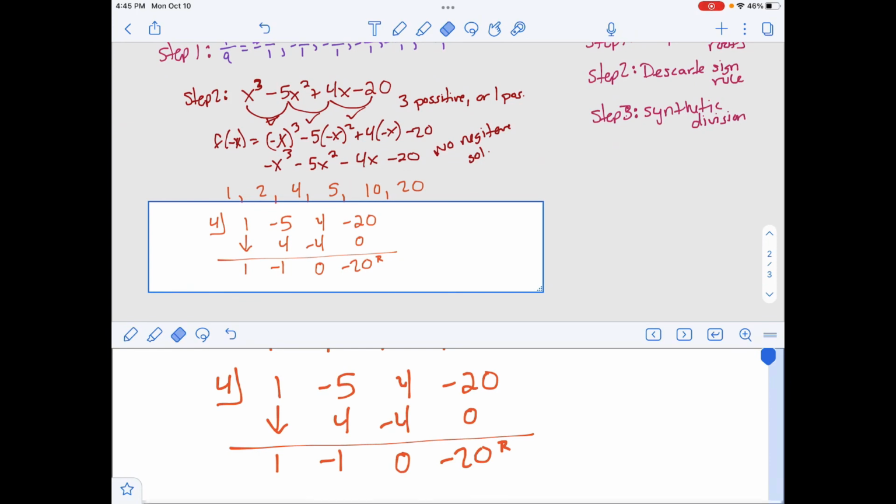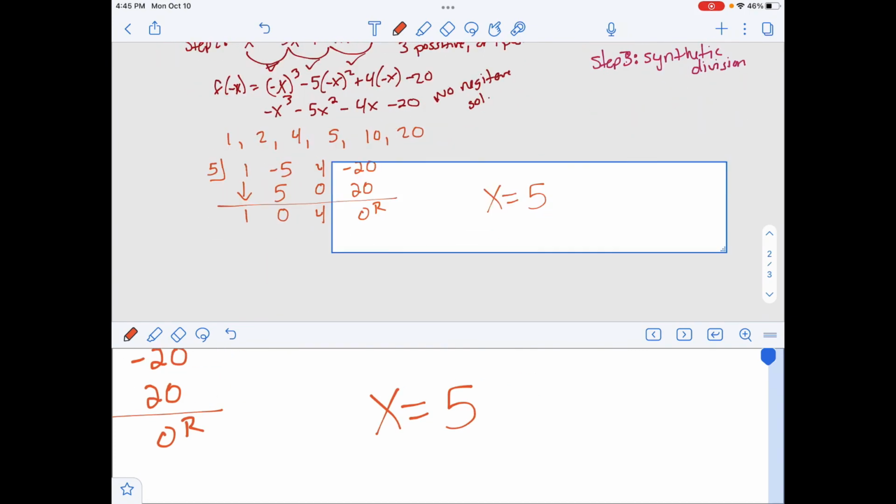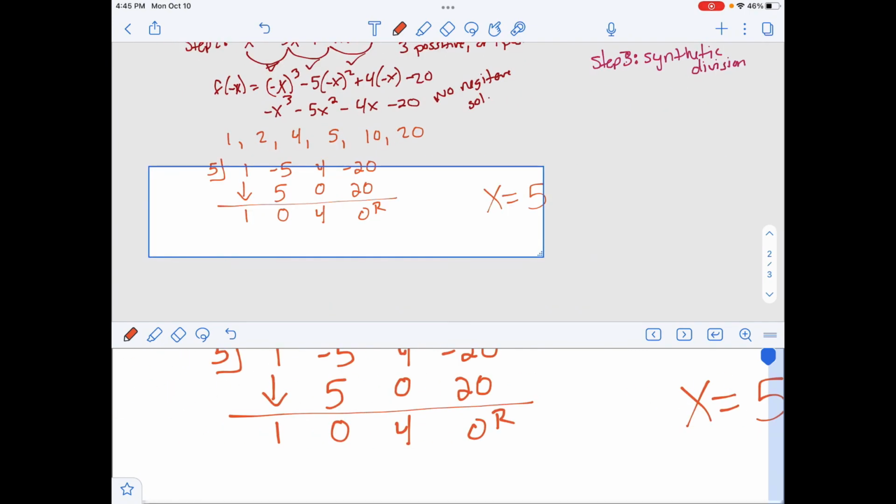Let's try 5. That's kind of close to the middle. So I'm going to erase this. Put a 5 in my magic box. Bring the 1 down. 1 times 5 is 5. 0, 0, 4, 20. Hey, remainder of 0. What's that mean? That means that x equals 5. There's our first solution. What else does that mean? We started with an x cubed. Now we're down to an x squared.